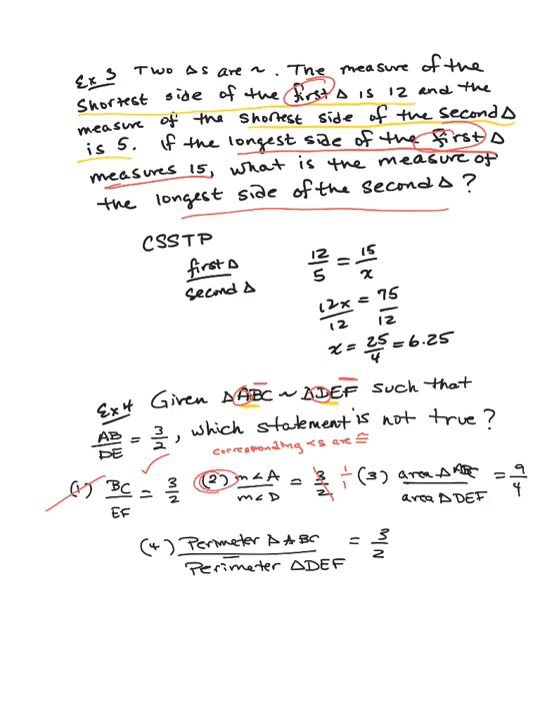Okay, if you look at the other choices, the ratio of the areas is 9 to 4. That's true because you square that. And the perimeters are the same as the corresponding sides. So those are true. Okay, so that's why the answer would be choice 2. This question you want to carefully study because they love to make this an alt. So just make sure that you always know that corresponding angles in similar triangles are in a 1-to-1 ratio.